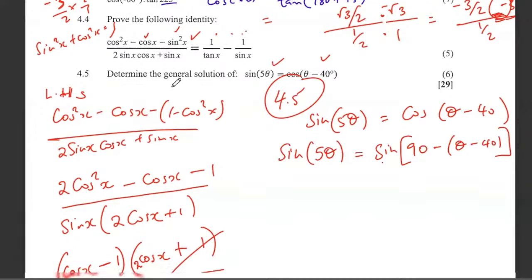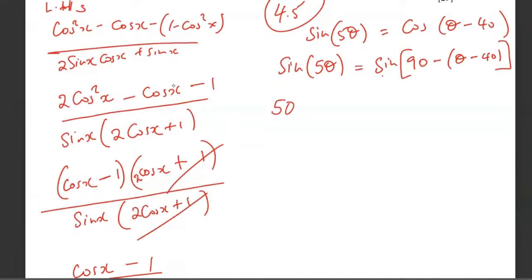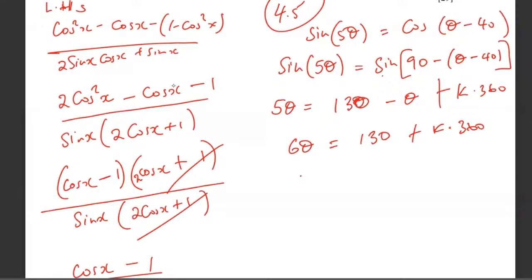Then if we have the same ratios, you can drop these trig ratios so that I have just 5 theta is equal to, I can simplify that so that I have 90 minus minus, which is going to be a plus. So 90 plus 40 is just 130, 130 minus theta. Move the theta that side, but then I have to add k times 360, and k is an element of integers. So that's going to be 6 theta equals 130 plus k times 360. Divide through by 6, so theta becomes 130 divided by 6, that's 21.67 degrees plus k times 60, k an element of integers. So that is going to be the first quadrant.